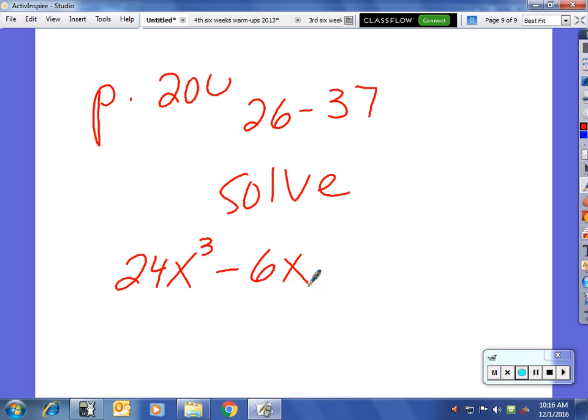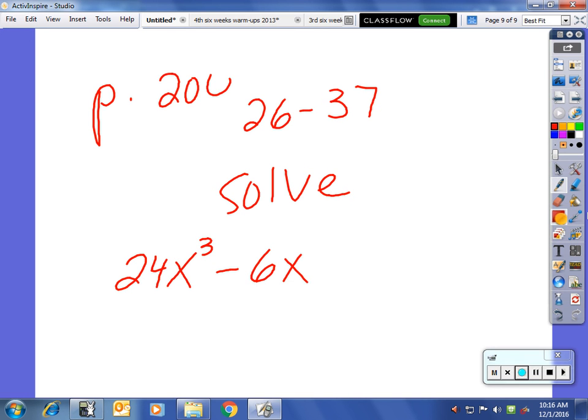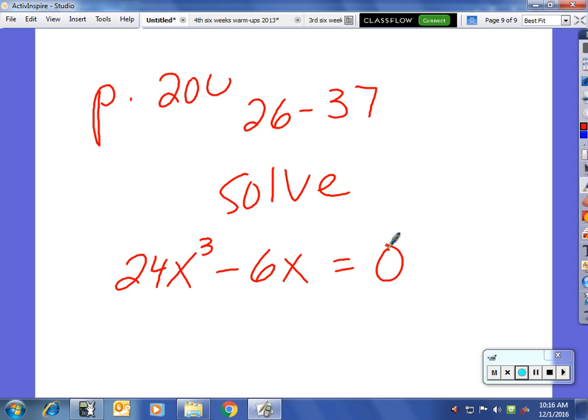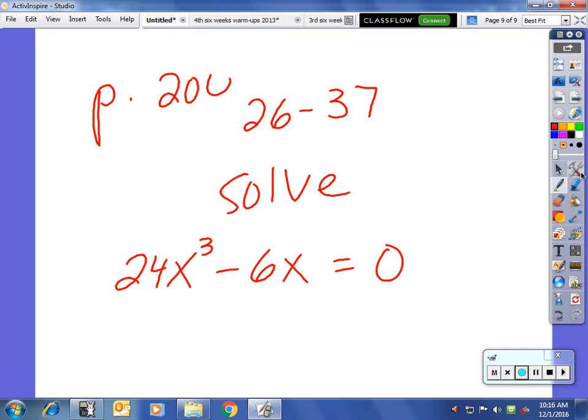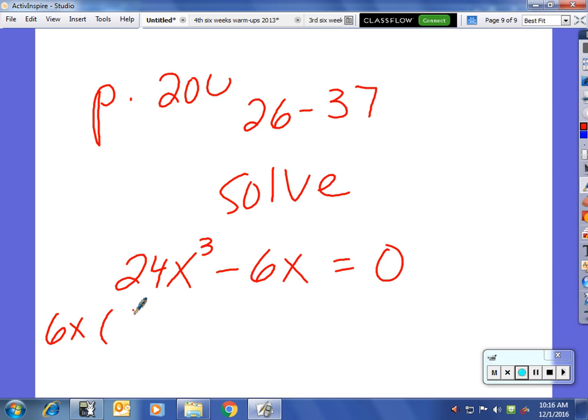Here's another question that was frequently missed on the factoring test. Let's turn it into a solving question. 24x to the third minus 6x equals 0. Take out the GCF, which is 6x, and you're going to be left with 4x squared minus 1 equals 0.